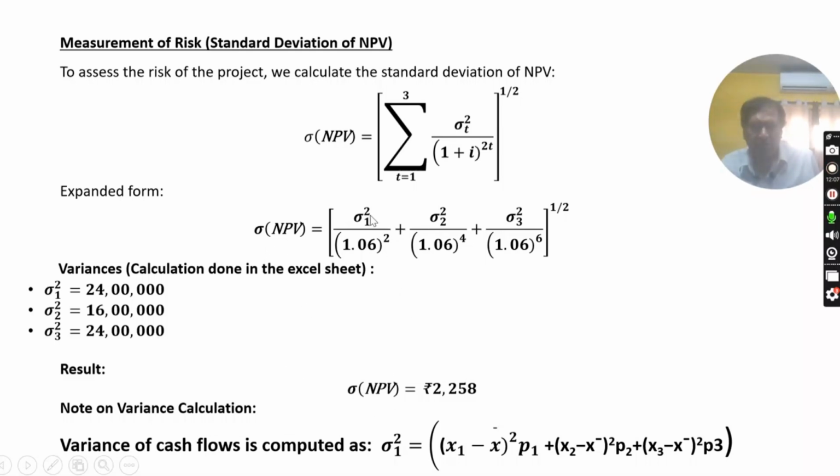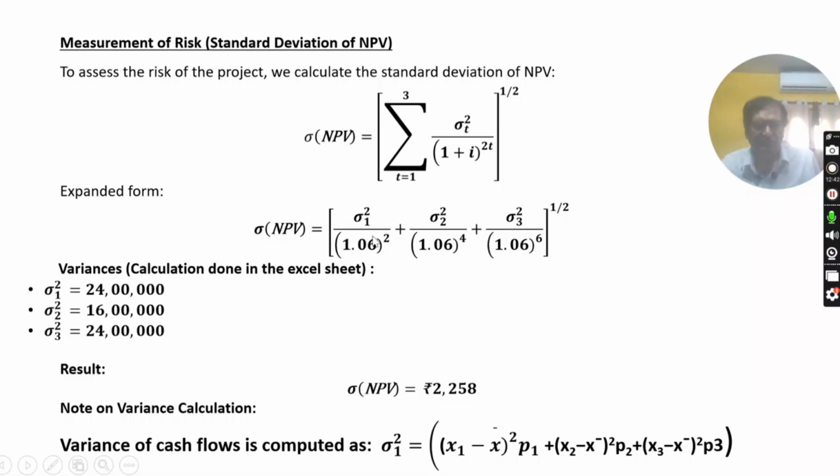That's why what I have done, this square 24 lakhs divided by 1.06 square, because this is the formula. Sigma 1 square divided by 1 plus discount rate, which is 0.06, and 2 into 1; T1 is 1 first, then T2 means 4, and T3 is 3. This one is for getting the standard deviation, this is a square root for that. If it is variance, then it is not required. So after calculation, you will get the standard deviation is this.